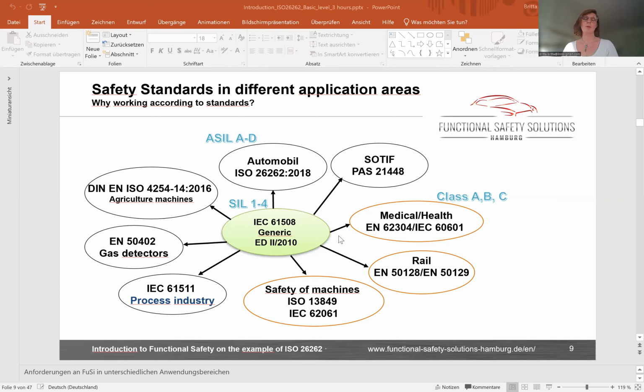And then the number of requirements. How many safety requirements do we have to react on? How many do we have to fulfill to be compliant? We go up from 76 safety requirements, I'm not going to say which one that is, up to the 26262, which wins with more than 1,600 safety requirements. The generic one in the center, 61508, has about 600 to 700 safety requirements.